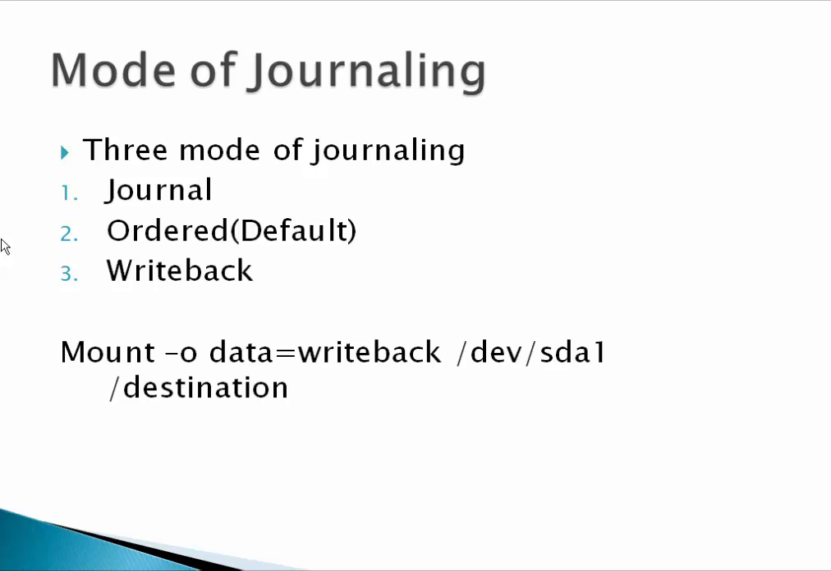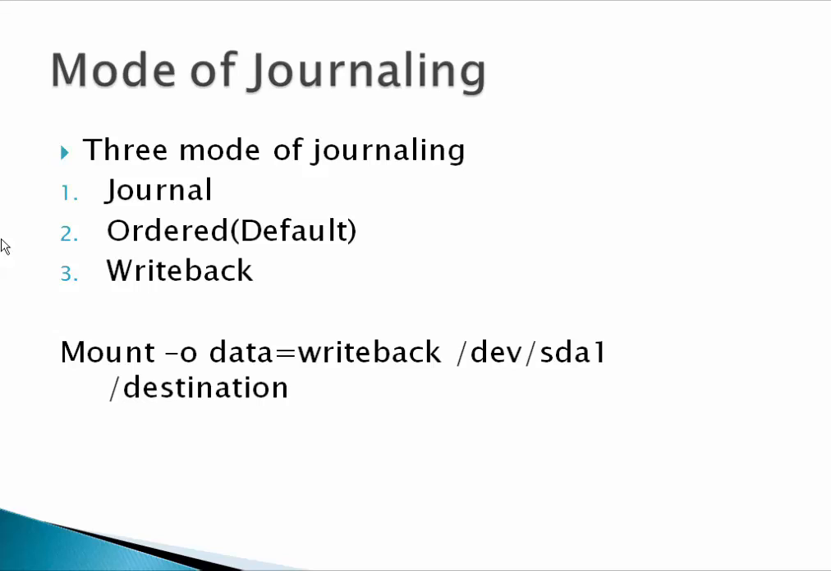So let's say your data may be written into your main file system after its metadata. So first your metadata is written, and then after that your main data is written. So in the case of a system crash, you will see some kind of inconsistency between your metadata and your main data.